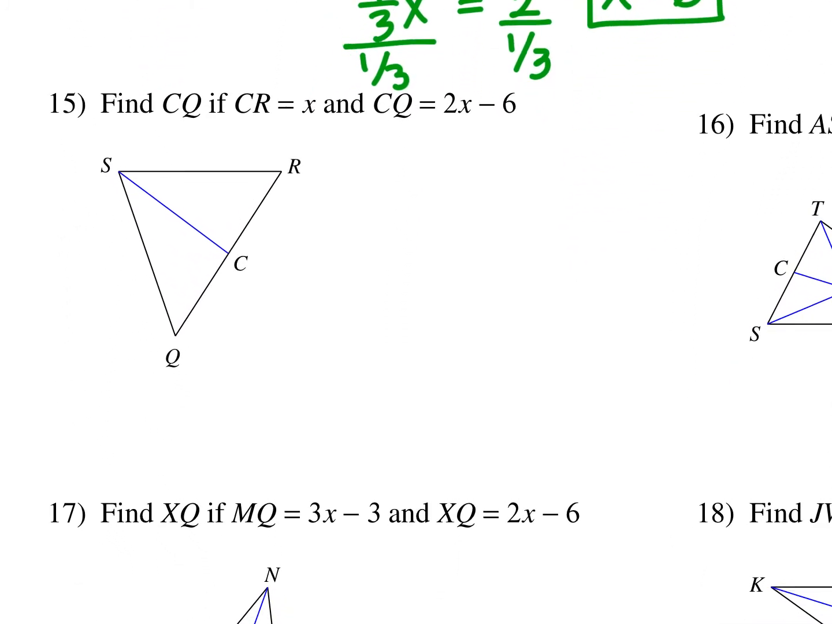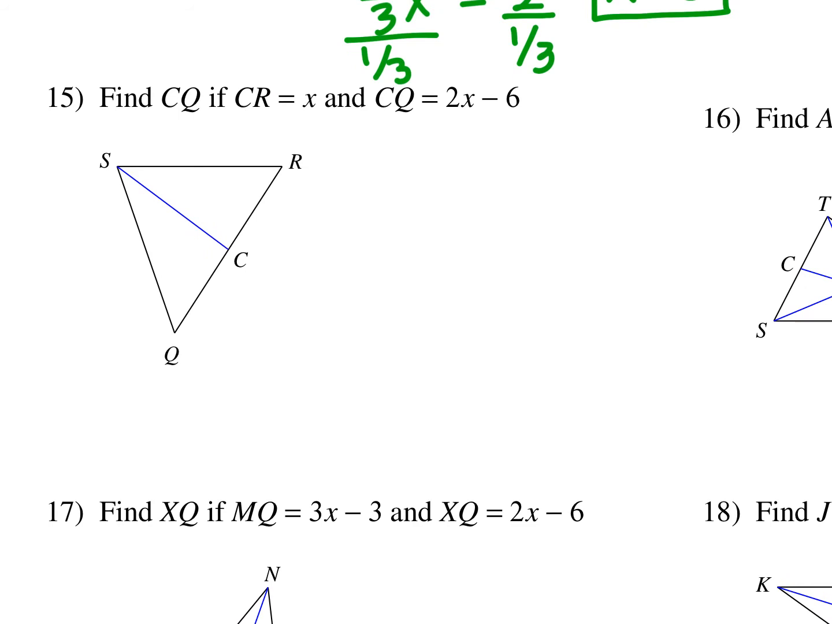Okay, number 15, find CQ if CR is x, so this half is x, and CQ is 2x minus 6. So we know by the rules of medians that that's the midpoint, which means that this half is equal to this half. So this one is a pretty simple one. You're just going to have to set the two expressions equal to each other.